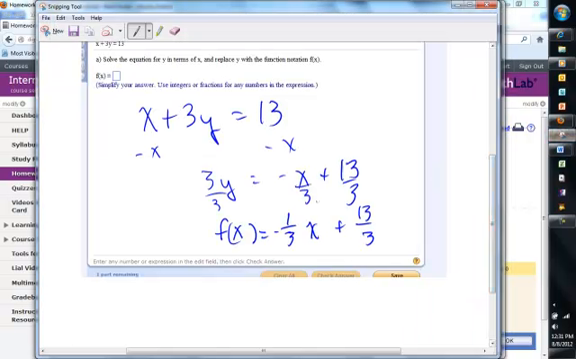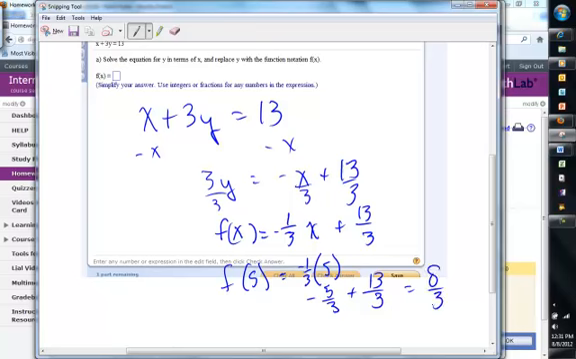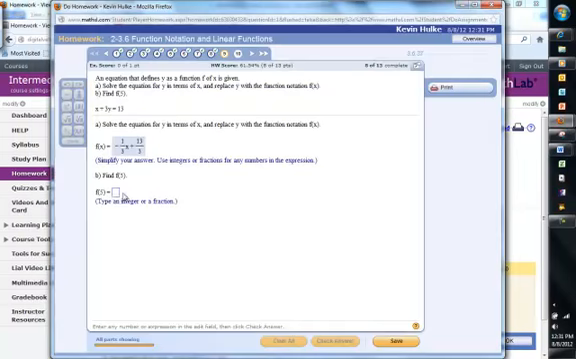So f of 5 is negative 1/3 times 5, which is negative 5 thirds, plus 13 thirds is 8 thirds. Fraction 8 thirds. Number 10.